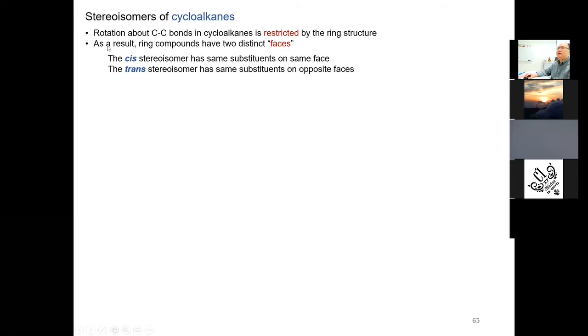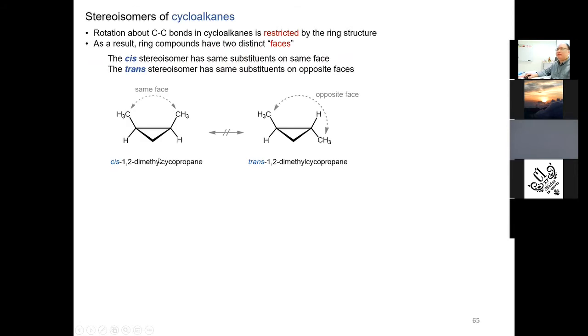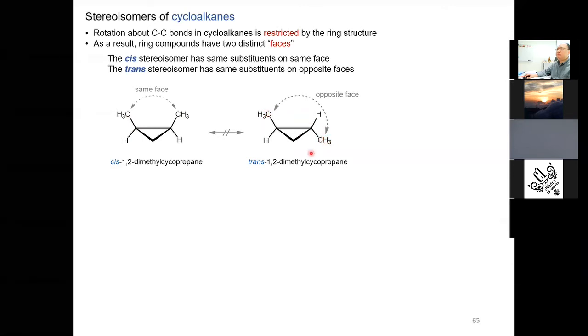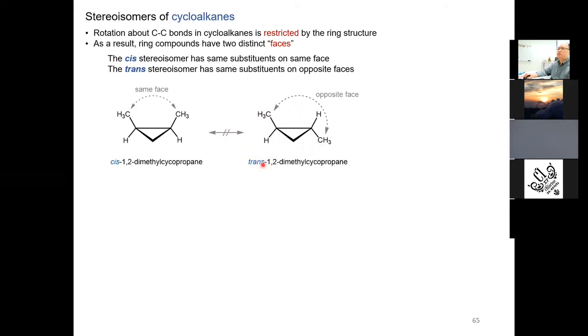So cis is what we call the stereoisomers that have the substituents on the same face, and trans is on the opposite face. So what do I mean? For example, this cis 1,2-dimethyl cyclopropane. These 2 substituents are on the same face, the upper face, the top face of the ring plane, right? So now we call it cis. And for the trans isomer, this methyl is on the bottom, and this methyl is on the top face. These 2 cannot interchange, and this one we call the trans.